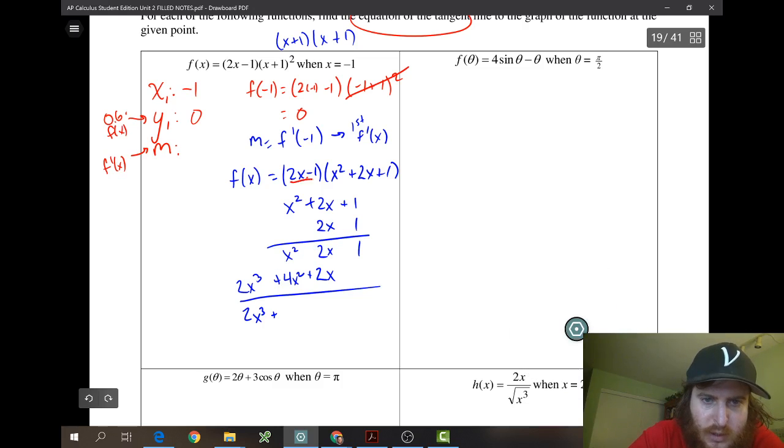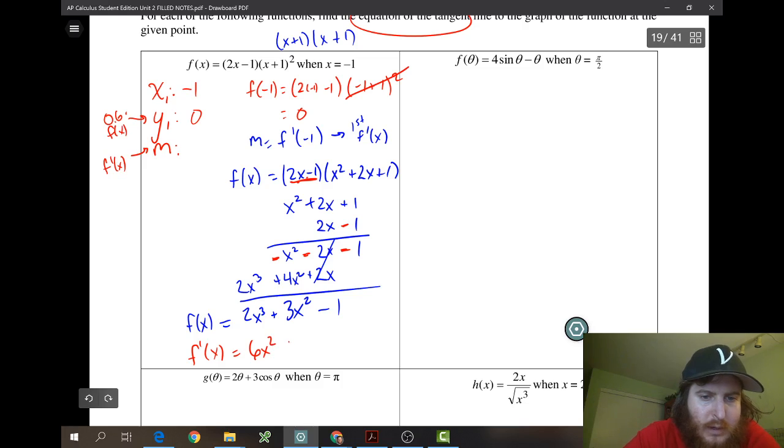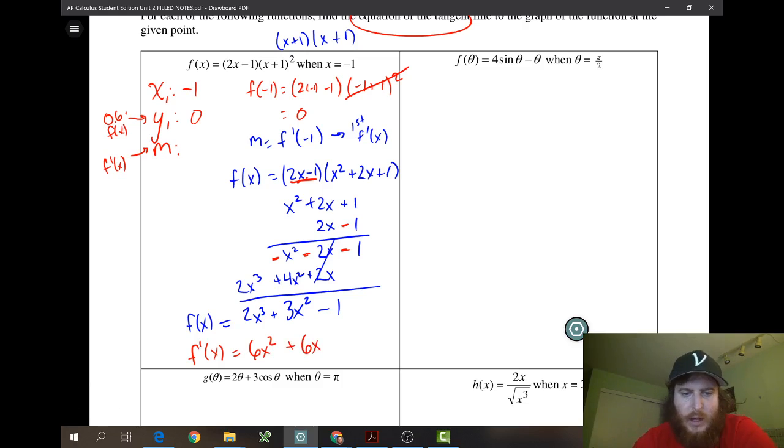So yeah, this is 2x minus 1. Okay, so this is negative 1, negative 2x, and negative x squared. So we get 2x cubed plus 4x squared minus x squared, which is 3x squared. These guys cancel, and then minus 1. So this is what f of x was, not f prime of x. So now to take the derivative, f prime of x, we do the power rule: 6x squared plus 6x. The derivative of the negative 1 just goes to 0. Don't put minus 1, that went away.